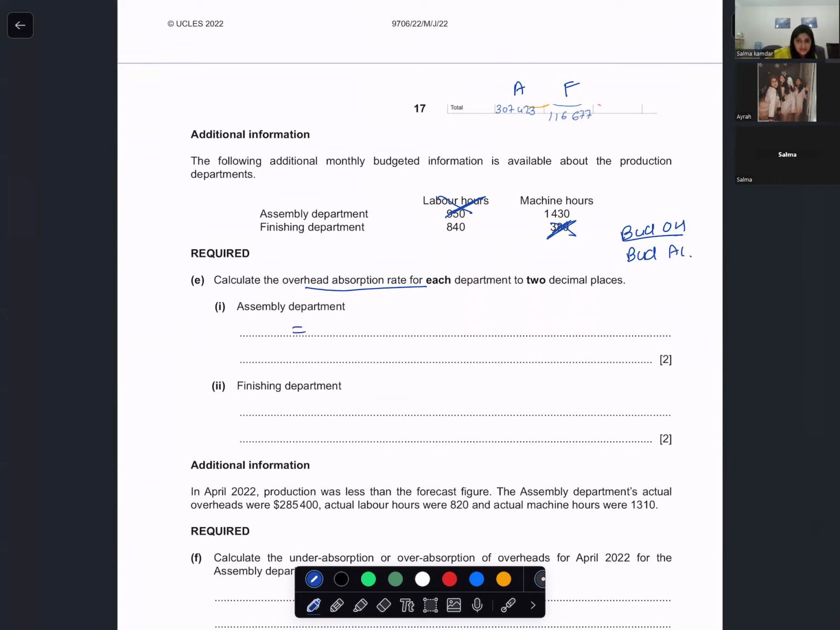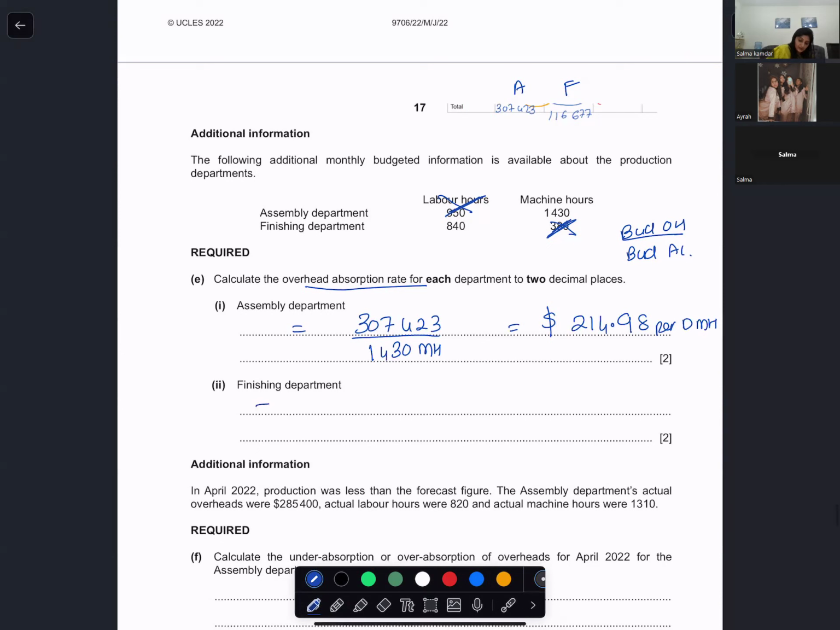Budgeted overheads for assembly department: 307,423. Divided by the budgeted activity level, which is 1430 machine hours. So it becomes $214.98 per direct machine hour.